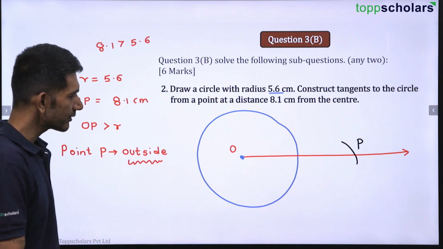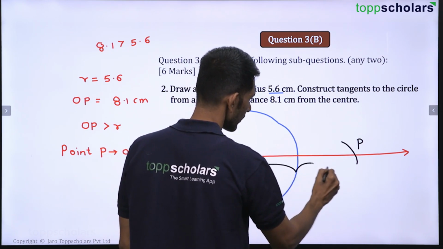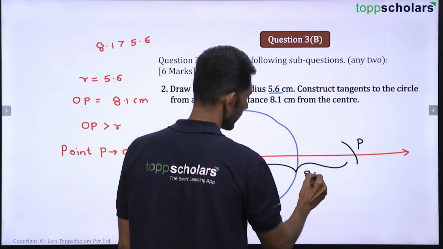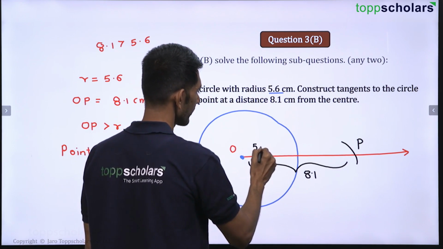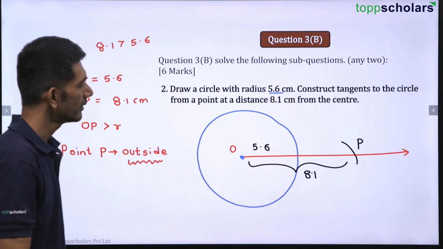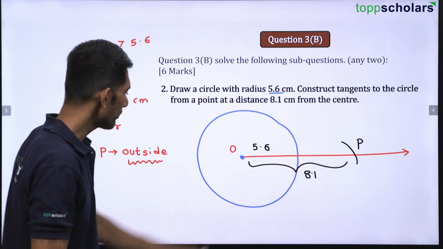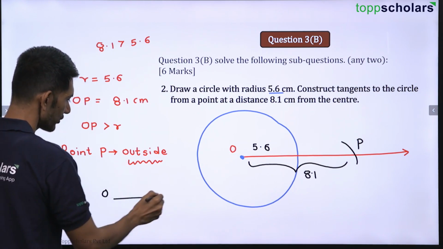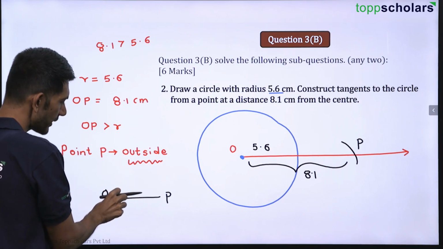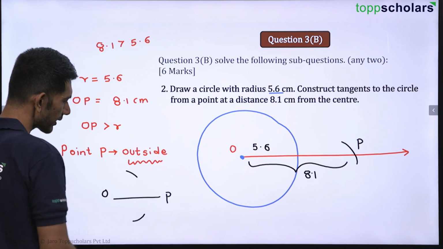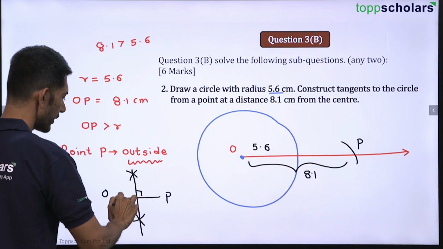So once you cut this, this entire OP is how much? OP is 8.1 centimeter. How much is the radius? Radius is 5.6 centimeter. Now what you do is, you need to draw the perpendicular bisector of OP. This is O, this is P. How to draw? Take a measurement more than half of OP, cut an arc here, cut an arc here. At P, cut an arc above, cut an arc above and draw. So this is the perpendicular bisector.